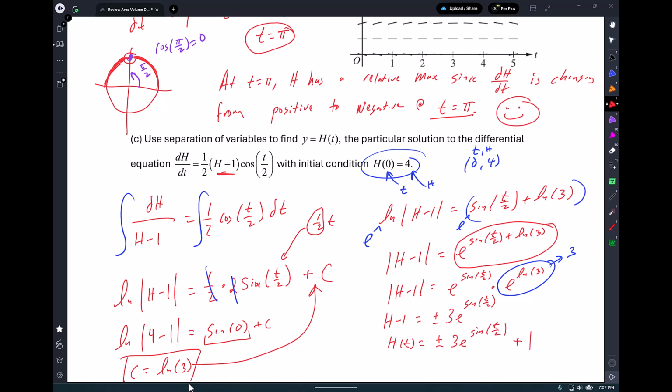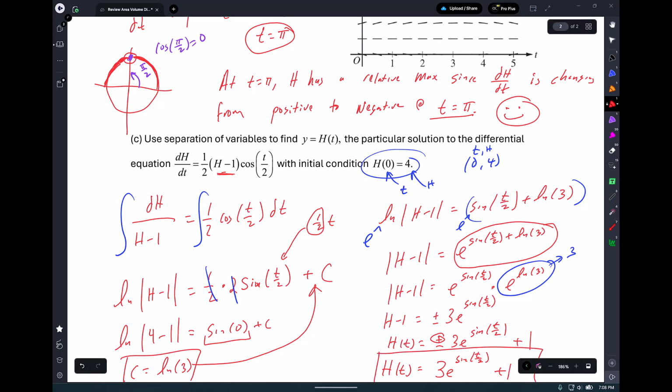Now remember, when I plug in a 0, I better get a 4. So you have to choose the positive one, because if you plug in a 0, you're going to get e to the 0, which is 1. 1 times 3 is 3, so you want that to be positive, and then 3 plus 1 is 4. So there it is. h of t equals a positive 3e to the sine of t over 2, plus 1. I don't see any issues. I think we're good. I think we covered everything, guys.